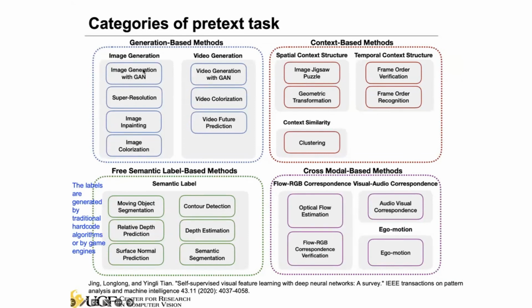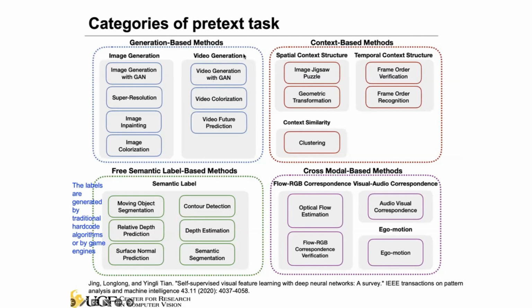If we're talking about images, it can be image generation using GAN. Super resolution is also a type of image generation: you generate a high resolution image based on a low resolution input. Image inpainting is where you fill in missing parts or regions in an image. And image colorization: maybe you have a grayscale image, and you want to generate the corresponding color version.